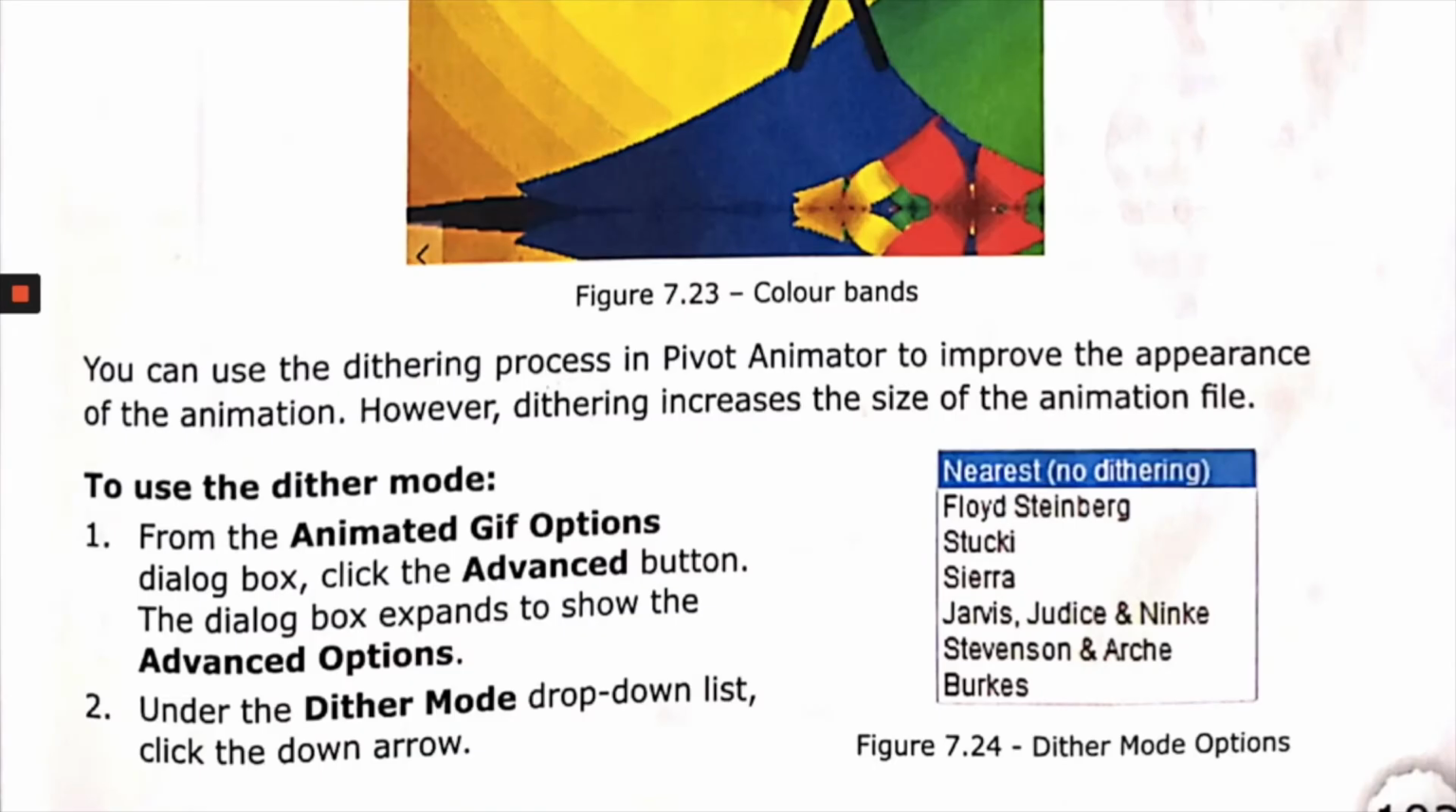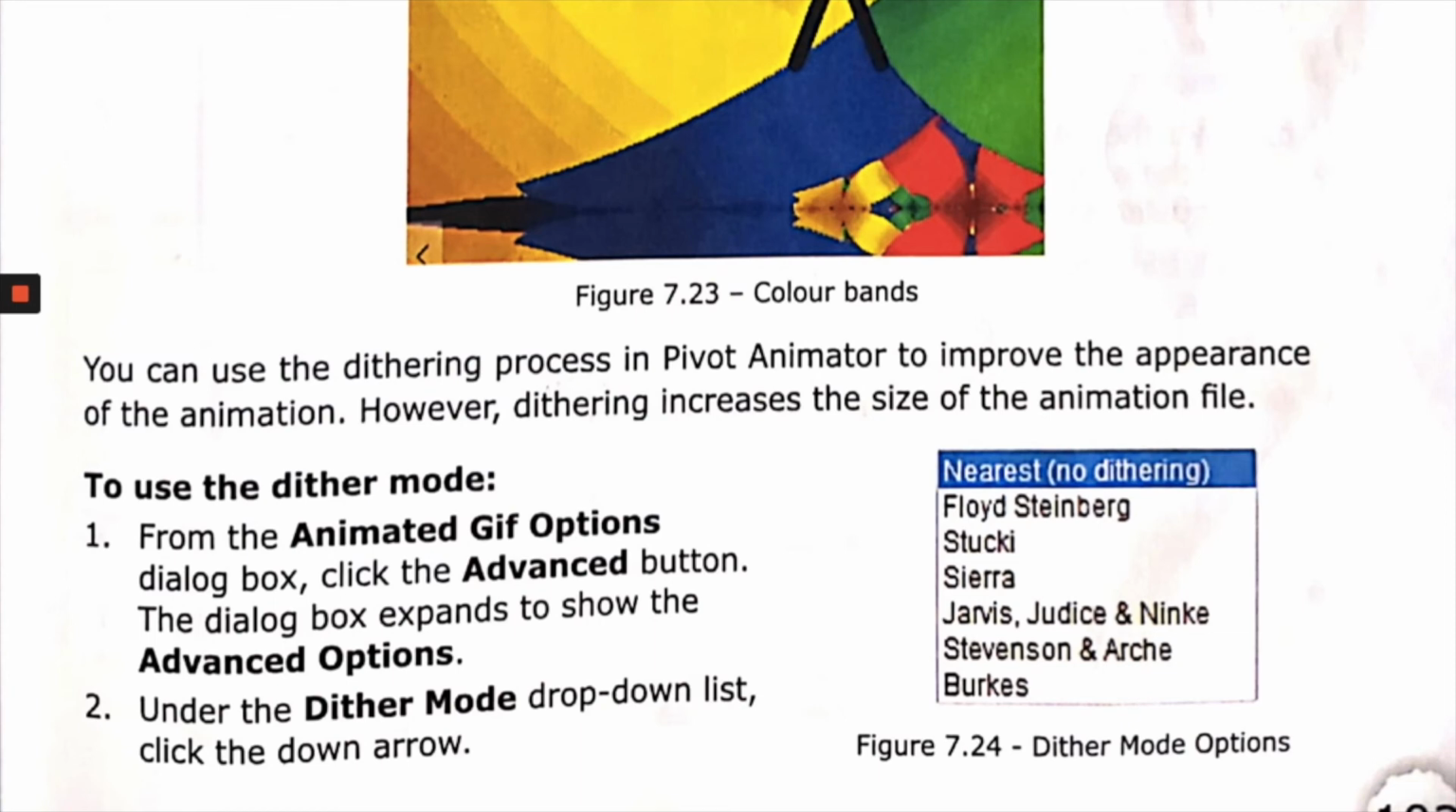You can use the dithering process in Pivot Animator to improve the appearance of the animation. However, dithering increases the size of the animation file. If you want the color bands to go, you have to use the dithering mode. When you use the dithering process, it increases the size of the animation file.